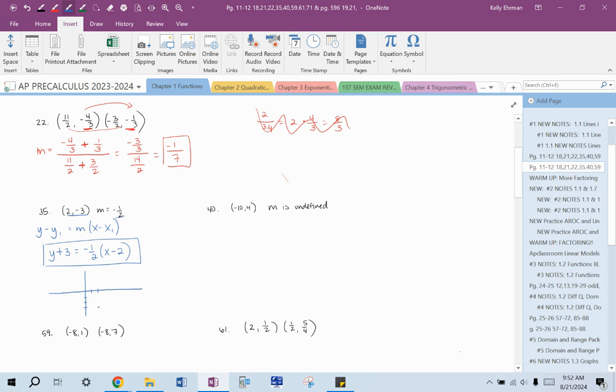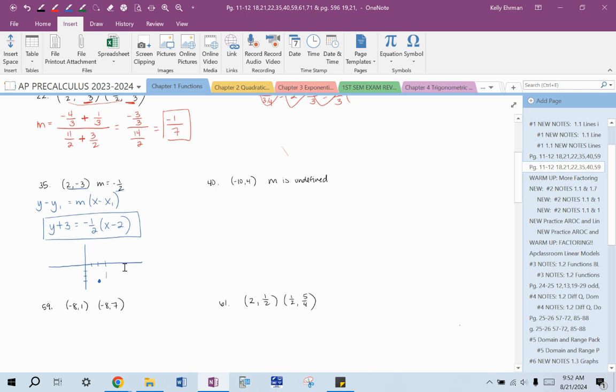So right 2, down 3. From that point, I need to do a -1/2 slope. So you could either go down 1 and right 2, or you could go up 1 and then left 2. That should put you exactly on the y-axis at (0, -2).